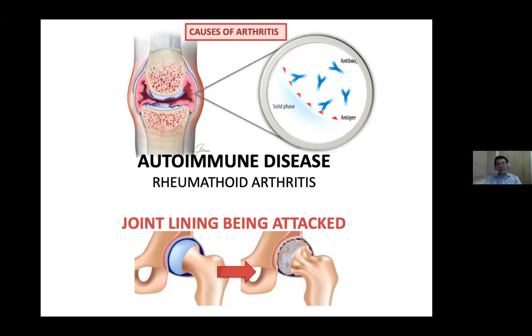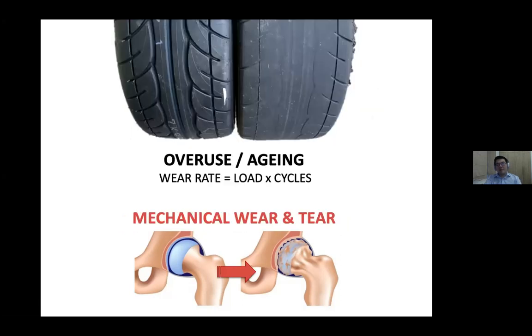Sometimes it's the body attacking itself. Autoimmune diseases, let's say like rheumatoid arthritis, generate a lot of antibodies against the body, and these antibodies, when they bind with antigens, tend to accumulate normally in the joints, especially the big joints, and that causes a lot of joint lining inflammation. When the joint lining is attacked, it gets inflamed, and it leads on to all this eating away of the cartilage too. But more often than not, most times, arthritis in the hip is due to overuse and aging.